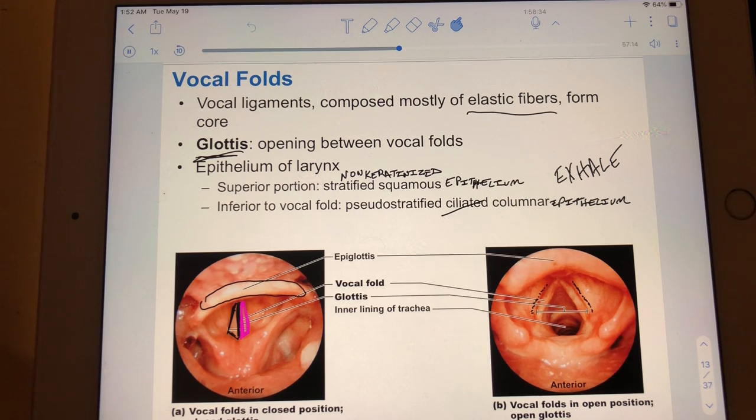Oh yes, because they don't seal off the larynx. The epiglottis seals off the larynx. So if I fail to seal off the top of the larynx, food can still enter the superior most aspect of the larynx. Okay, here the glottis is open and the vocal folds are separated. Okay. I think that's all I wanted to say there.